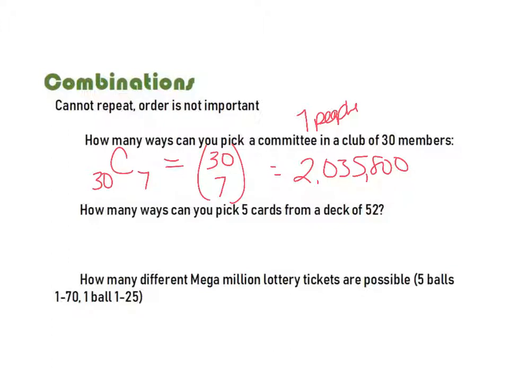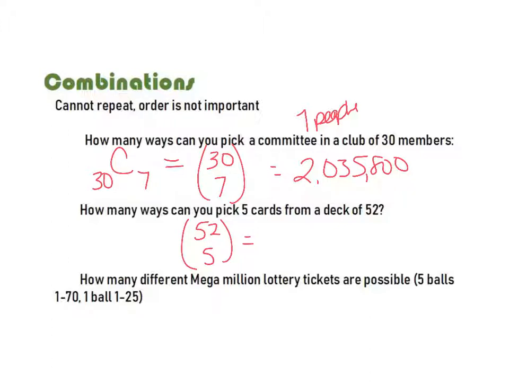How many ways can you pick 5 cards from a deck of 52? This is why combinations is handy when you're picking cards, and that's a lot of the time where you're doing probabilities and card games and any kind of gambling situation. I don't care what order I get my cards, because I'm going to immediately take those cards and rearrange them in my hand anyway. So the order does not matter when you're dealing with cards. This would be 52 cards, I'm choosing 5 of them, and then you just type it in your calculator.